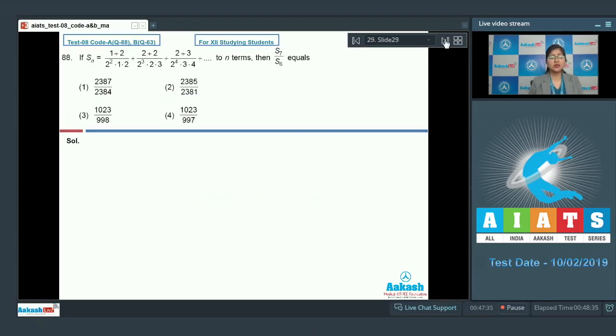Next is question number 88, where it is given that Sn is equal to 1 + 2 upon 2 square into 1 into 2 and so on up to n terms. Then S7 upon S6 equals.